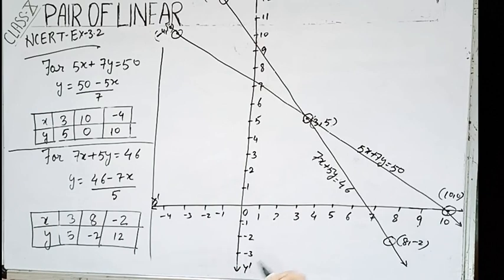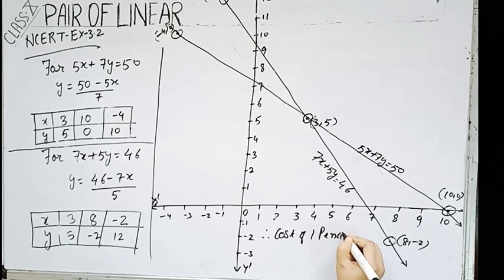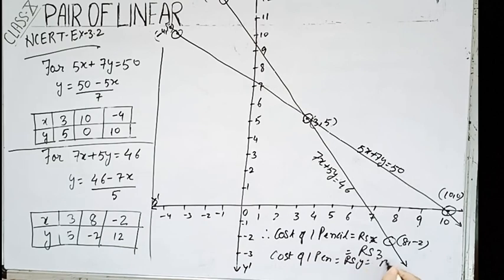So we can write over here the answer as, therefore, cost of one pencil, I suppose pencil was written first, cost of one pencil equals to rupees x equals to rupees 3, and cost of one pen equals to rupees y equals to rupees 5. Answer graphically.